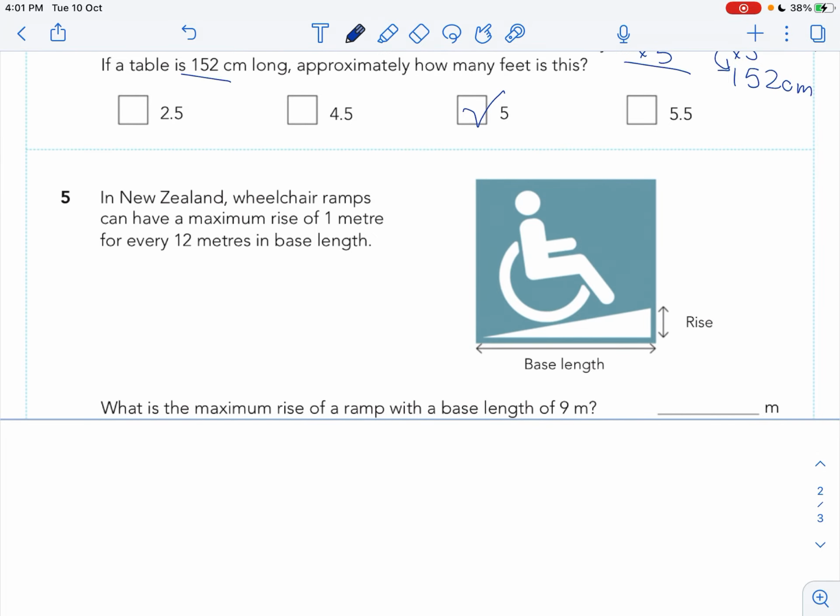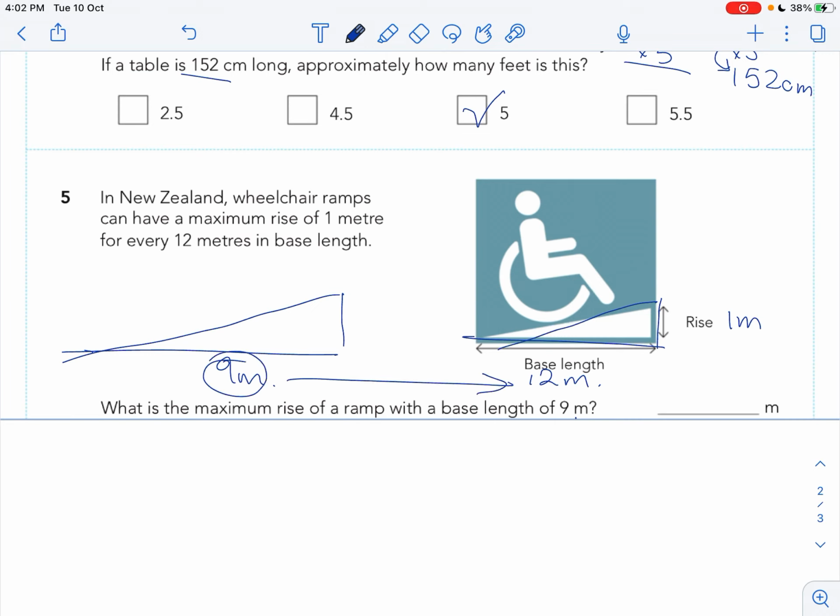Right, in New Zealand, wheelchair ramps can have a rise of 1 metre for every 12 metres base length. What's the maximum rise with a base length of 9 metres? Okay, so what we've got to do is work out how many times 9 goes into 12. Or we're going to go 12 divided by 9. So, hold on a minute, I'll just rub that line out there. So if we go 12 divided by what equals 9, then we can work out what to divide 1 by to get that one there.